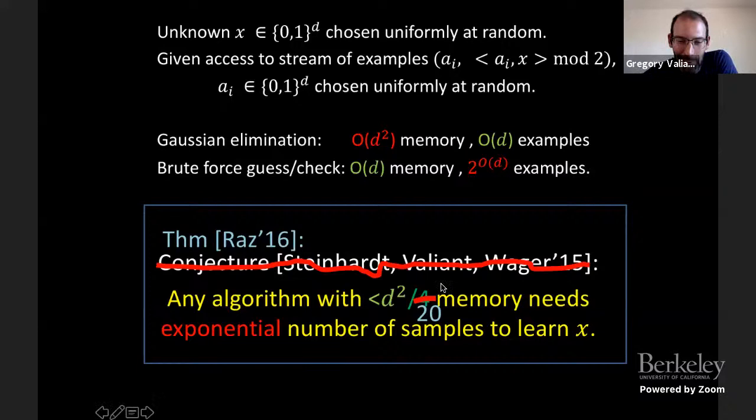So I don't think it's hopeless, closing this. And this 20, it might not actually be 20. I'm not quite sure what's proved. But I don't think it should be so hard to prove something close to the right answer, is my guess. You know, and something like d squared over 2, you can make some Gaussian elimination algorithm that's a bit clever with how it uses the memory to do that. So.